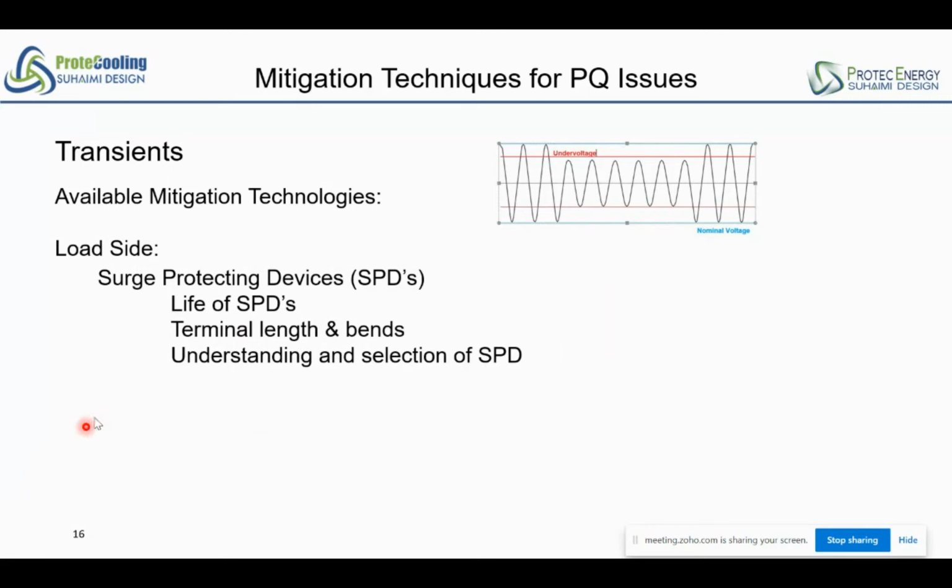So we need to check the life of the SPDs. Then check the terminal or connector length and bends. We also need to understand the operation and selection of SPDs, so we can have a detailed session only on SPDs sometime later.